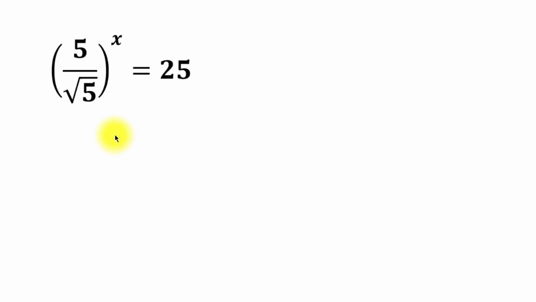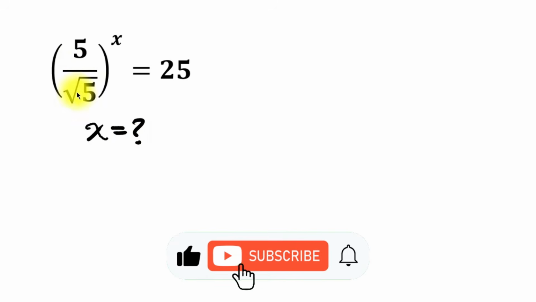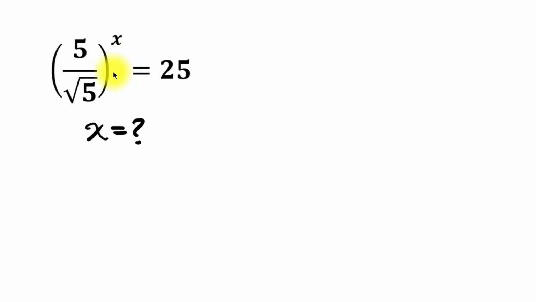This question makes almost every taker pee on their pants. Can you solve it? The question says find the value of x given that 5 all over the square root of 5, all raised to the power of x, is equal to 25.